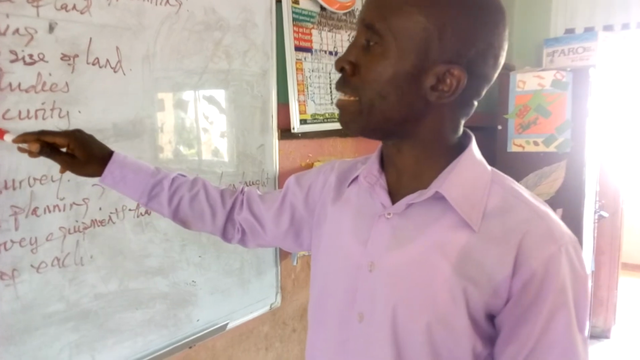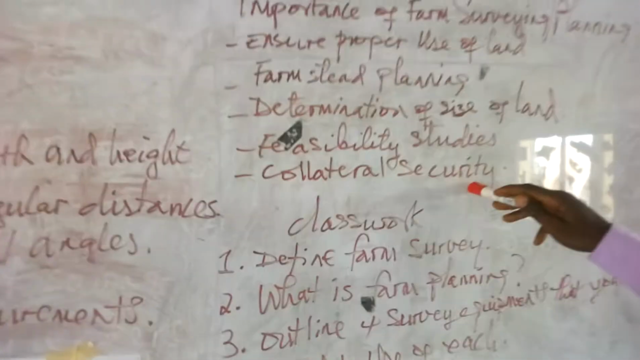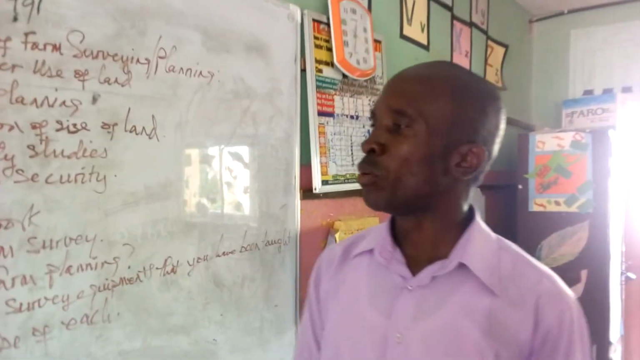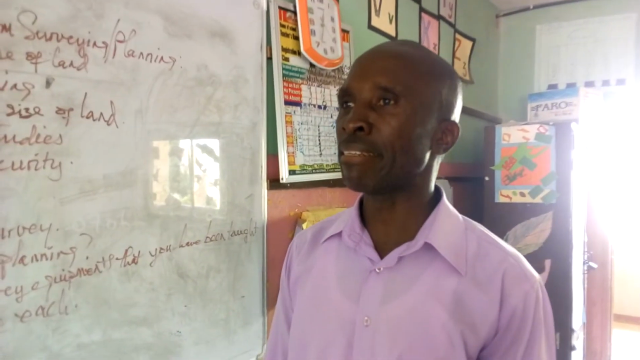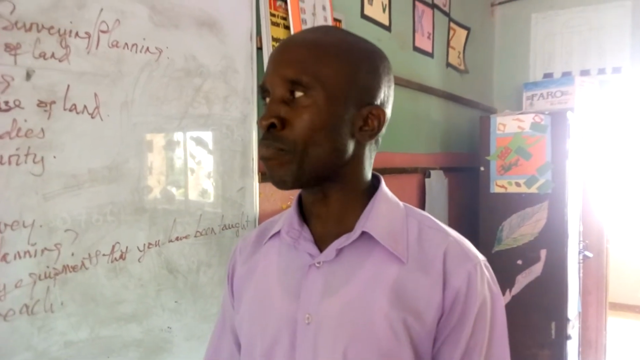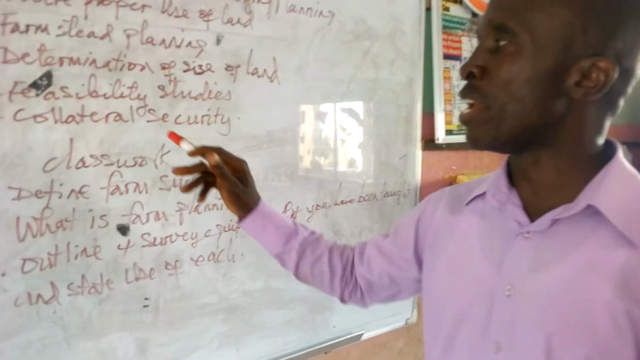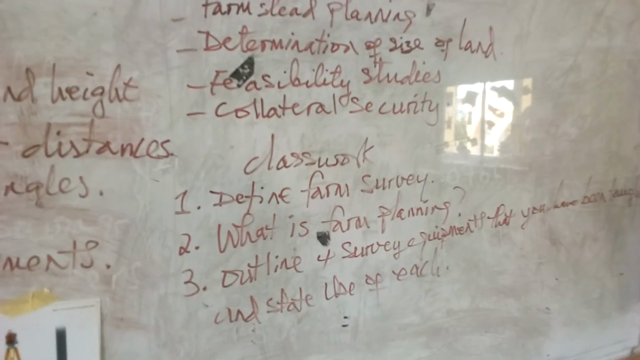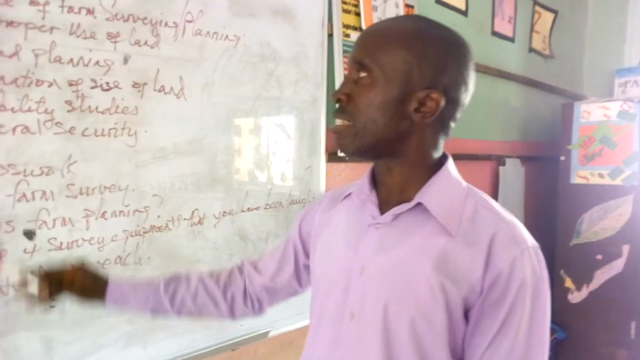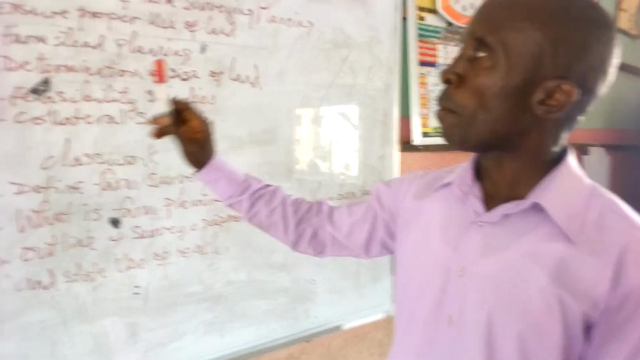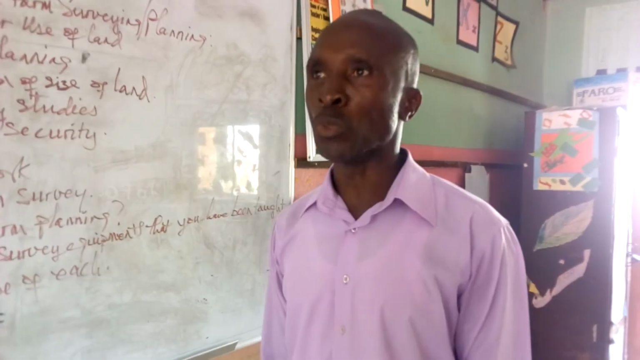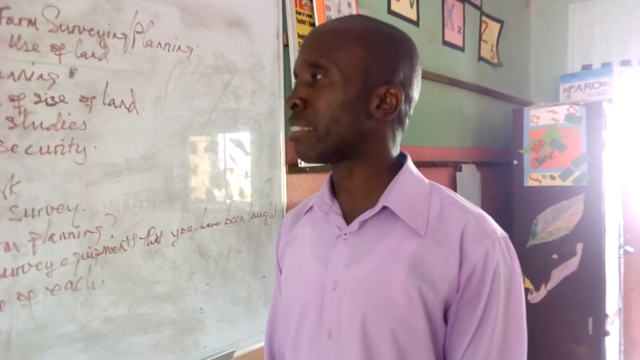Farm surveying and planning helps the farmer for collateral security. What is collateral security? Collateral security is the evidence you have to show the bank to assure them that you will be able to pay the loan you are collecting from them. In a situation whereby you are not able to pay, they come and take over that asset that you showed them, and they claim it in order to recover their money. That's the meaning of collateral security. So, without a farm survey or a farm map, no bank will give you a loan. You will not get a loan from any standard bank.